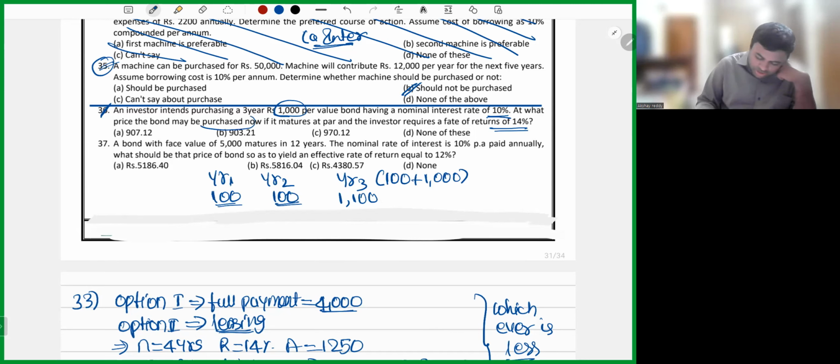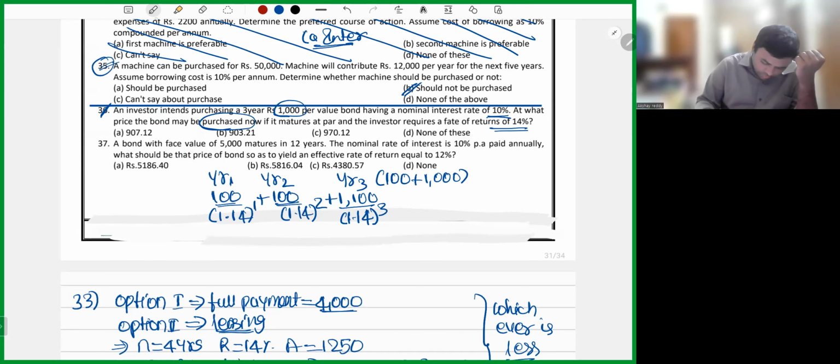If he has to purchase now, you'll calculate present value or future value? Obviously, sir, present value. You remember I said future value divided by 1 plus i whole power n will be present value. So divided by 1.14 whole power 1, 1.14 whole square, 1.14 whole cube. Sir, take it easy, however much you are unable to take. No force to absorb everything.